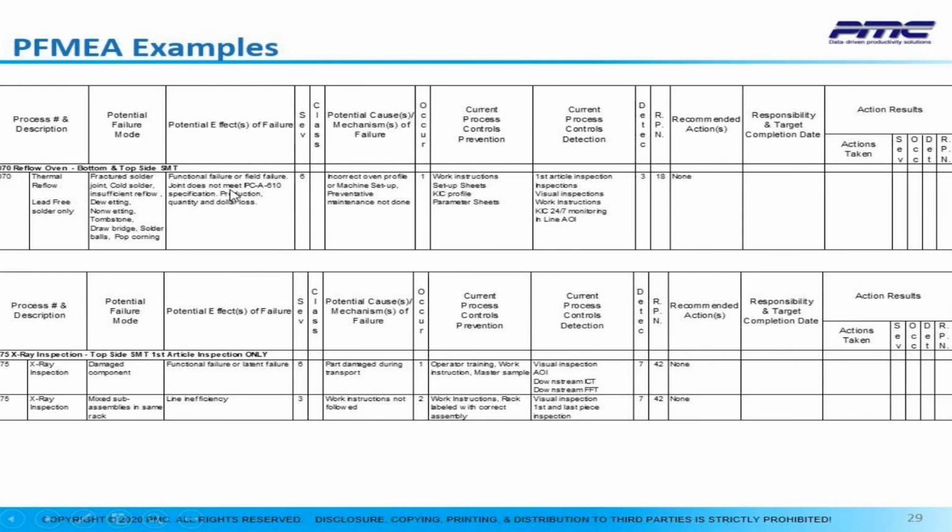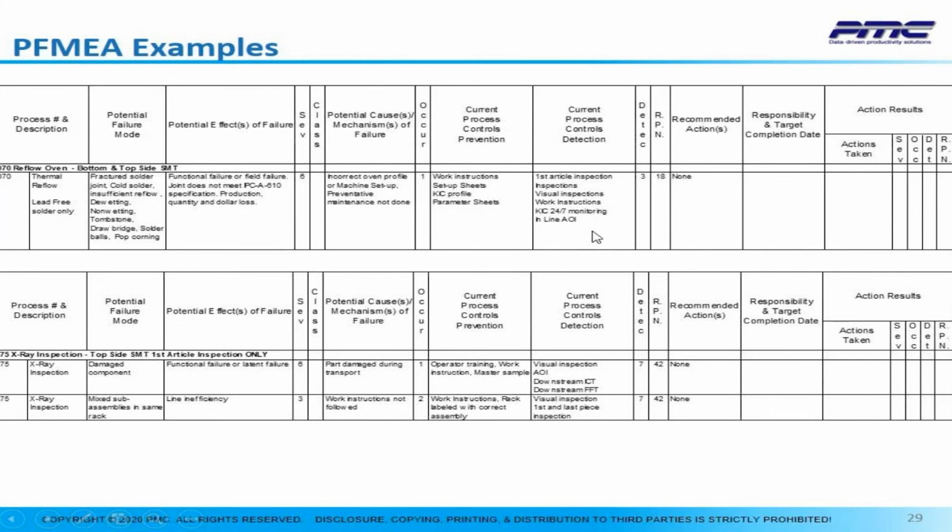Joint does not meet the IPC requirement, and production quantity and dollar loss. The cause would be the incorrect oven profile or machine setup, or potentially preventive maintenance not done on it. Current process controls: there are work instructions for employees to follow, setup sheets. There is a KC profile and the parameter sheets that are being used.